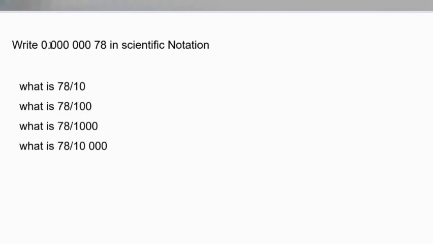So here we have 0.0000078 in scientific notation. I want you to think about this for a second before we solve it. Okay, I'll start to solve it. It's 7.8 times 10 to the something. So what is 78 divided by 10? Well, that's 7.8. When you divide by 10, you're just moving the decimal over. So what's 78 divided by 100? Well, that's 0.78.